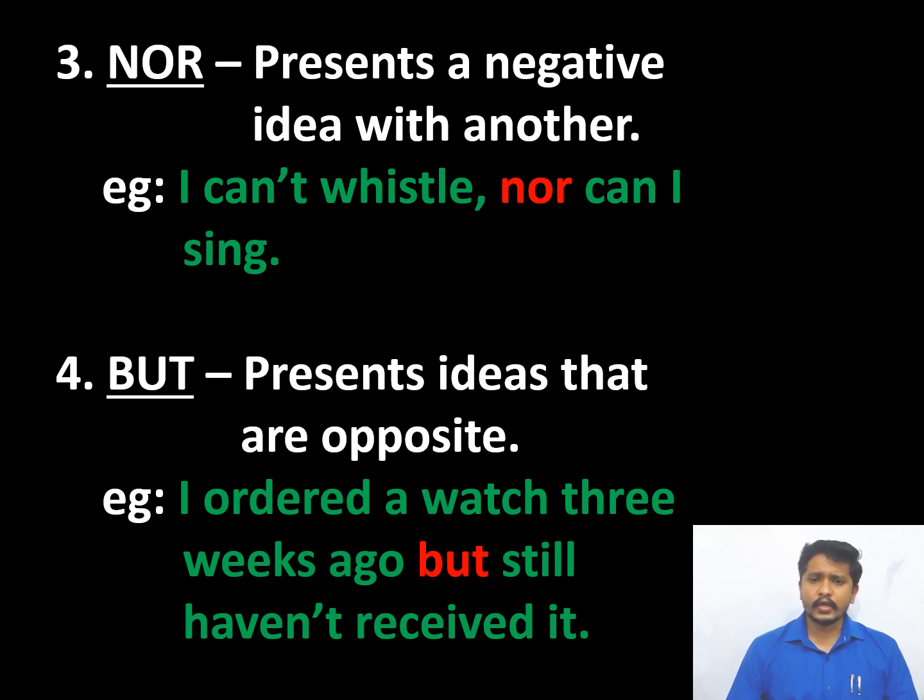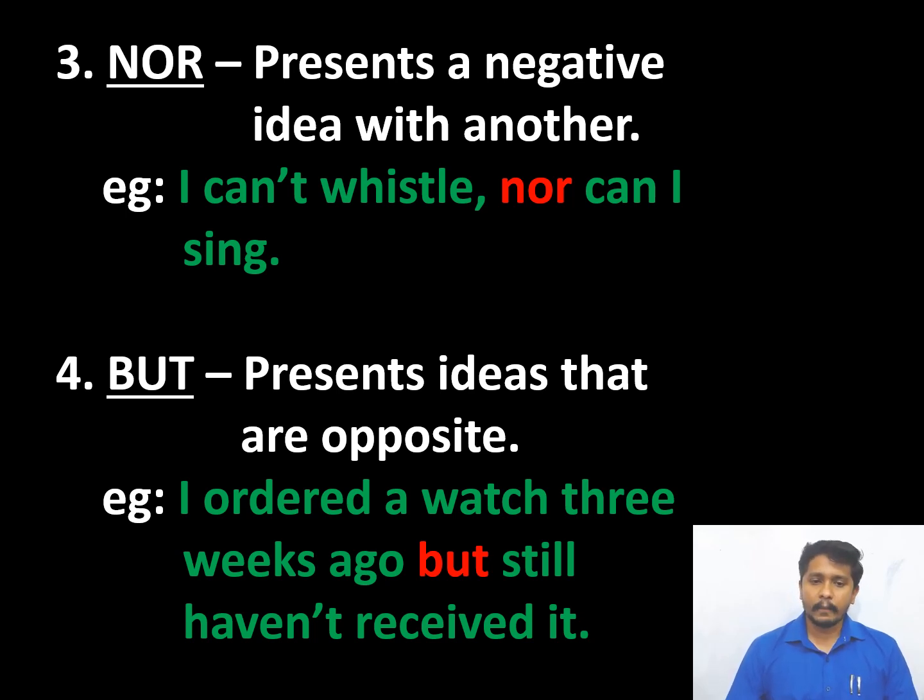Can you tell why I used a comma here? Yes, you are correct, because I used two independent clauses here. I can't whistle. Can I sing? These two are two sentences. So these two independent clauses, or these two meaningful sentences, are joined by the coordinating conjunction nor. That's why I used a comma just after the first independent clause.